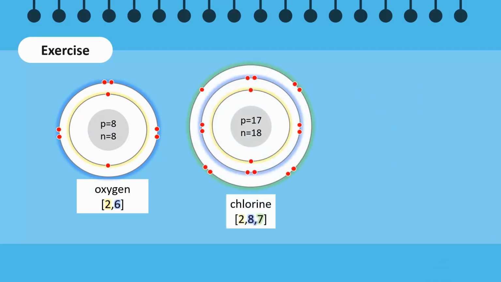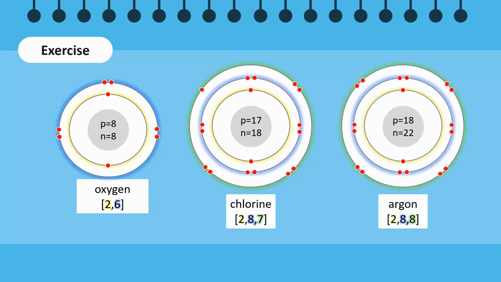Chlorine has total 17 electrons, 2 in the first shell, 8 in the second and the remaining 7 in the third shell. Argon has 18 electrons, 2 in the first shell, 8 in the second and the remaining 8 in the third shell. How many correct structures did you make?